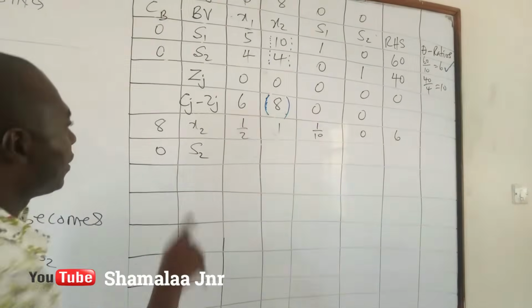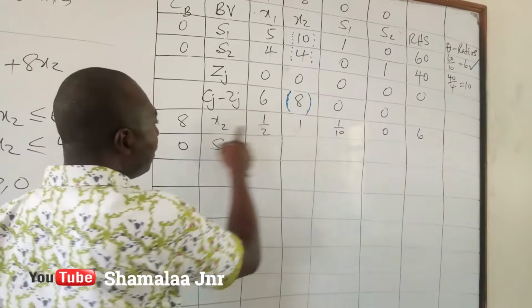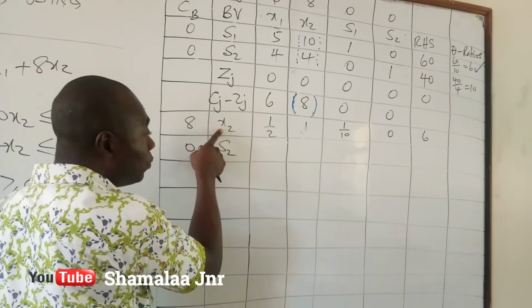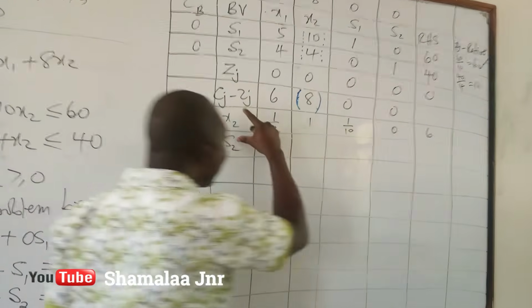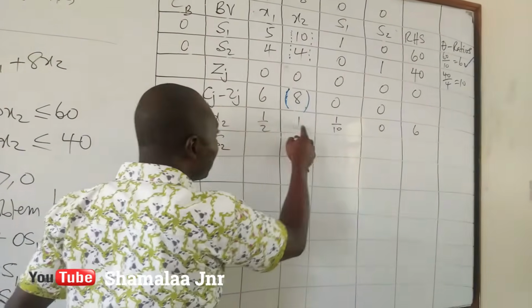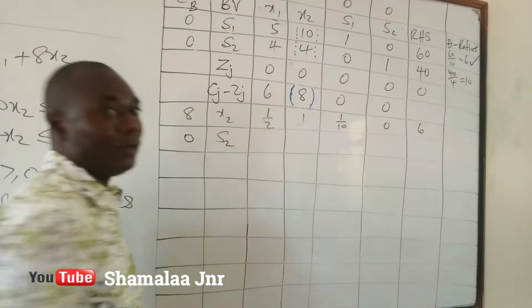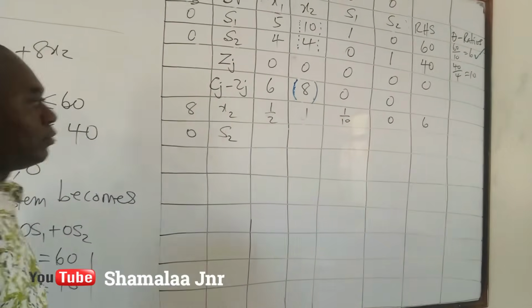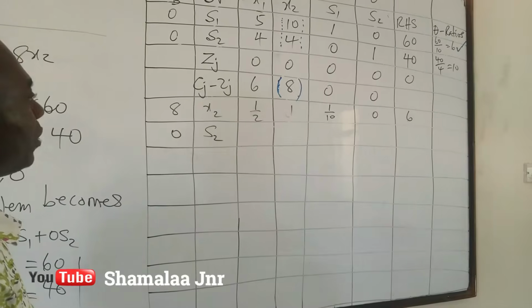Now, let's check. A basic variable versus itself is 1. A basic variable, S2, versus S2 is 0, because these are the current basic variables. So look at it. At every stage, you have to check. If these conditions are satisfied, then it means you are on the right path. Otherwise, you have to correct any mistakes in what you have done.